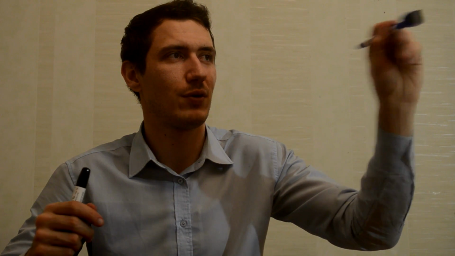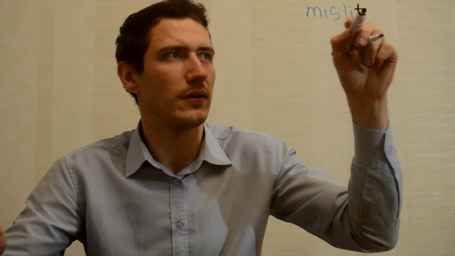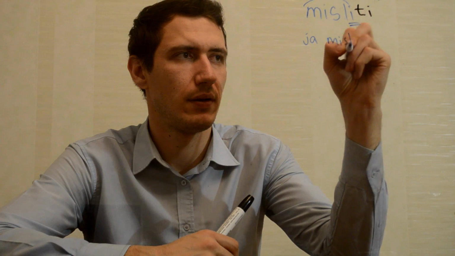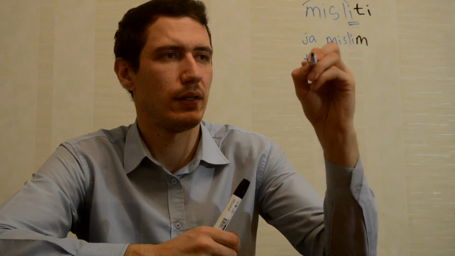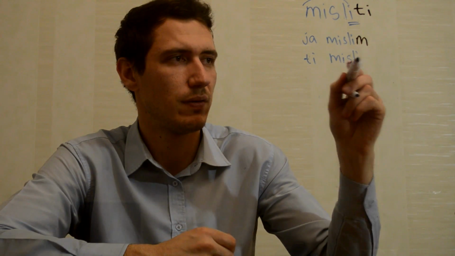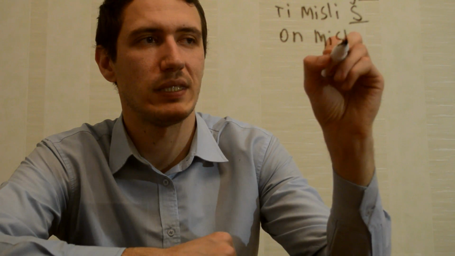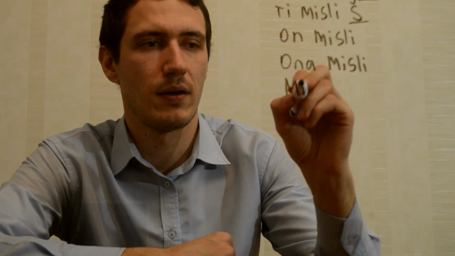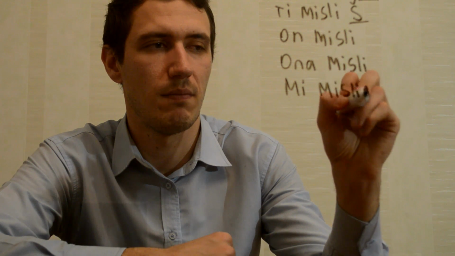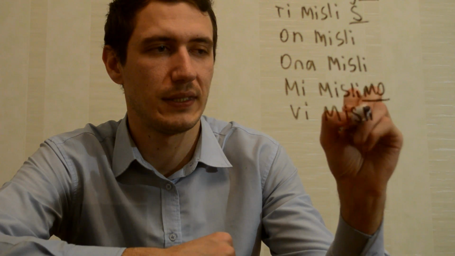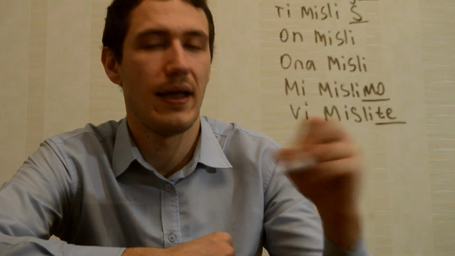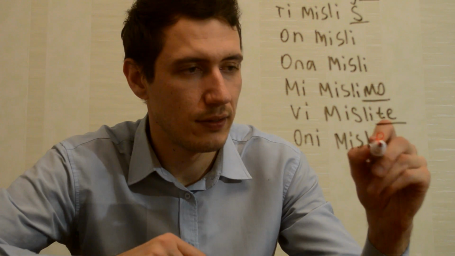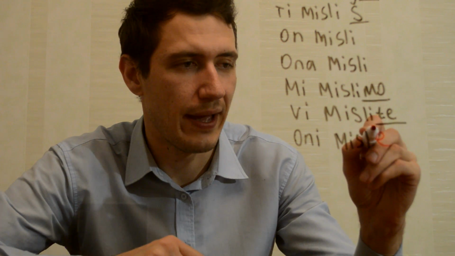For example, look, misliti. The root of misliti, misli, ends with E. Ja mislim, ti misliš. On misli, just the root of the verb. Ona misli. Mi mislimo. Vi mislite. And oni misle. So this A would be changing into E ending.